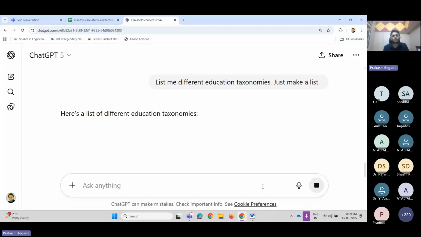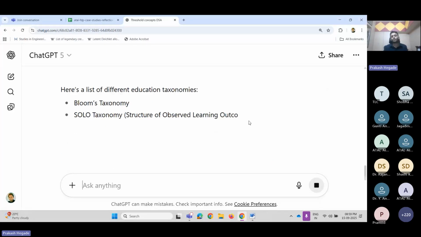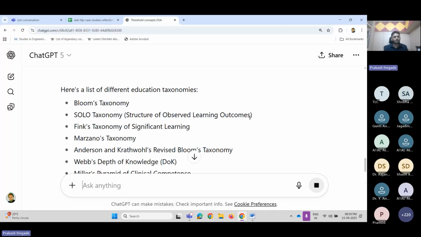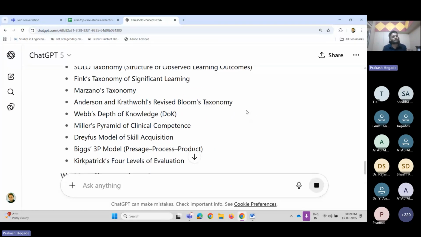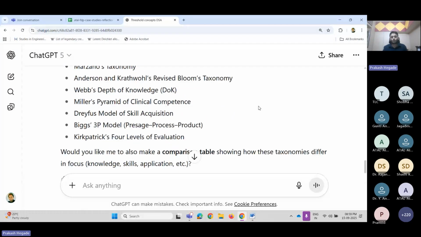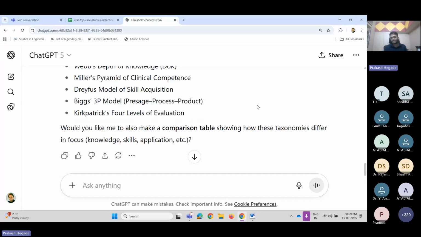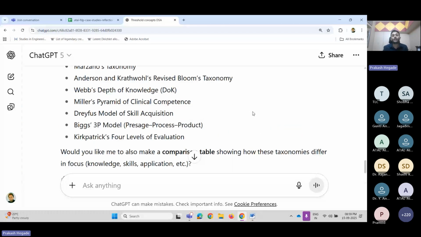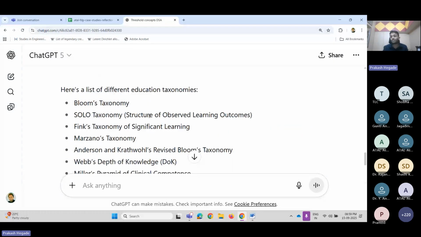So here is a list of different taxonomies. Bloom's, yes. SOLO, which we saw. Fink's, which we saw. Marzano's, Anderson's, Webb's depth of knowledge. Do you all see the different taxonomies which are coming in here? When there are so many taxonomies available for us, which can make our case study much more effective, there is no mandate that we have to stick only to Bloom's taxonomy for the case study generation. I think we have all the rights to explore more than what is required.